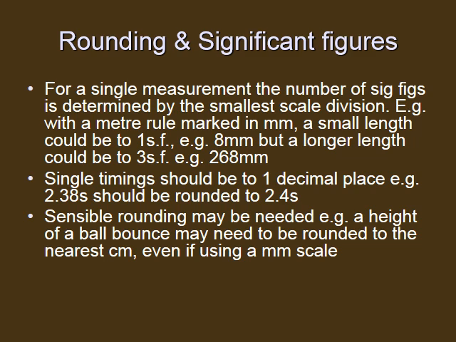When you're doing the pendulum experiments, a single timing should be to 1 decimal place. For example, 2.38 seconds should be rounded to 2.4 seconds, say, over 10 oscillations. And sensible rounding may also be needed. For the height of a bouncing ball, you round it to the nearest centimeter, even if you're using a millimeter scale.